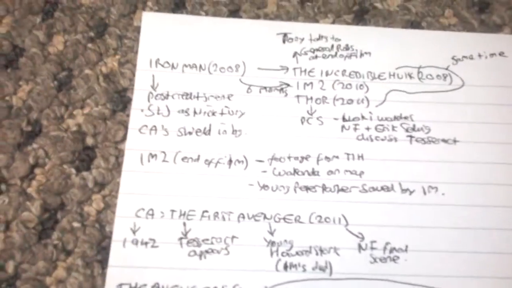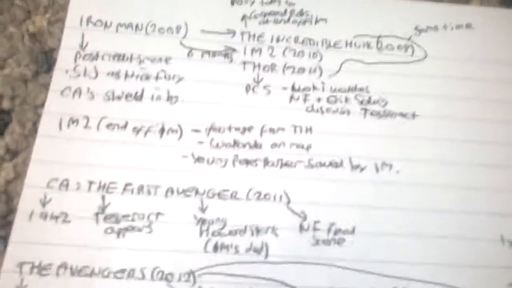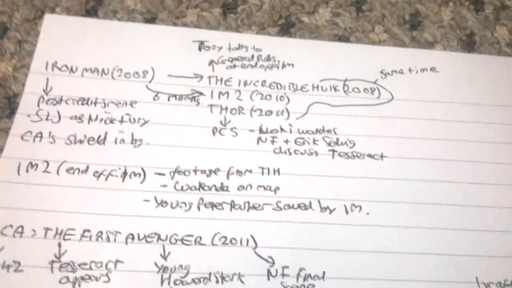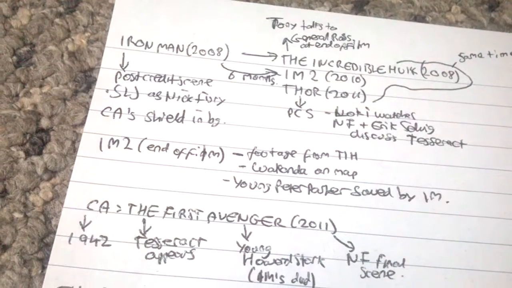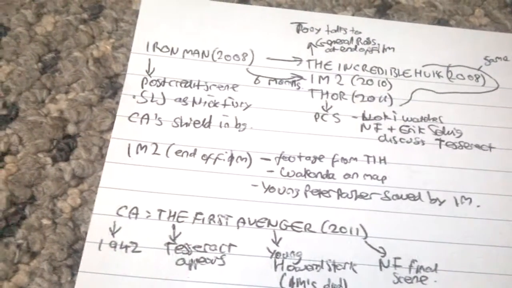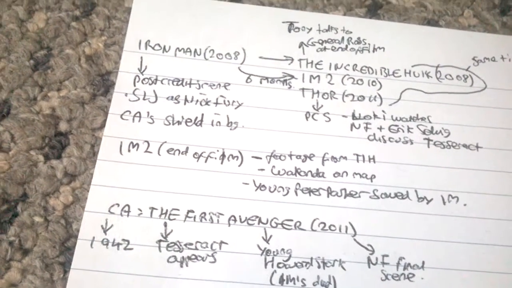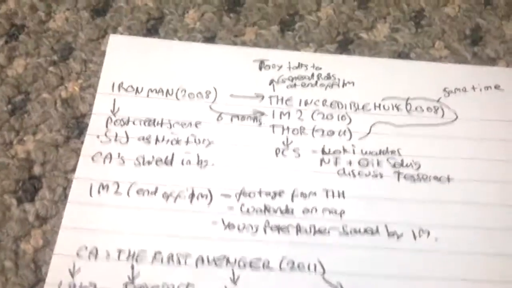Iron Man. The first film in the Marvel Cinematic Universe was Iron Man in 2008. The only important thing that happened in that was there was a post-credit scene with Samuel L. Jackson as Nick Fury, and he was talking to Tony Stark, aka Iron Man, and Captain America's shield was in the background. That was left in by an editor as a joke, but they decided to leave it in.